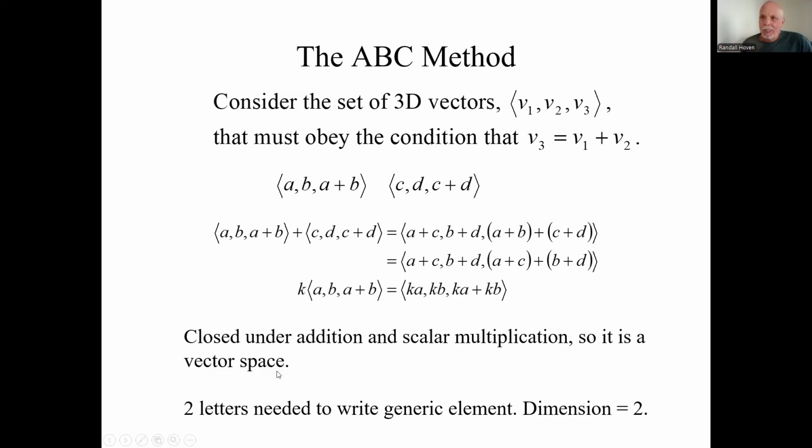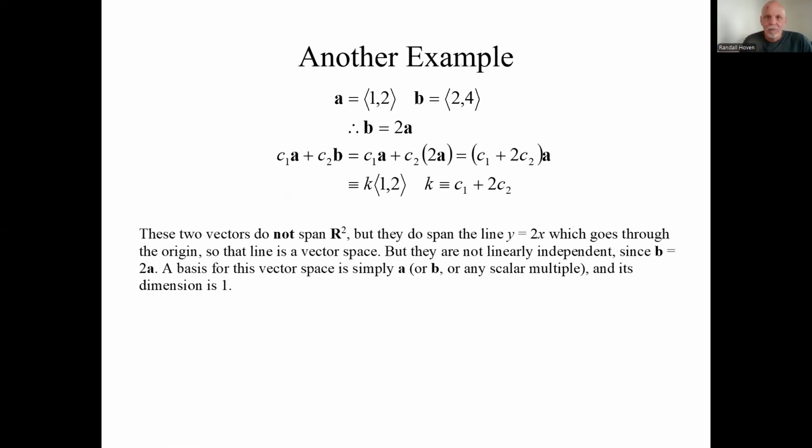What is its dimension? How many letters did I need to write a generic element? In this case, just two, A and B. That's your dimension. Remember this guy? Just took one vector. Its dimension was one.